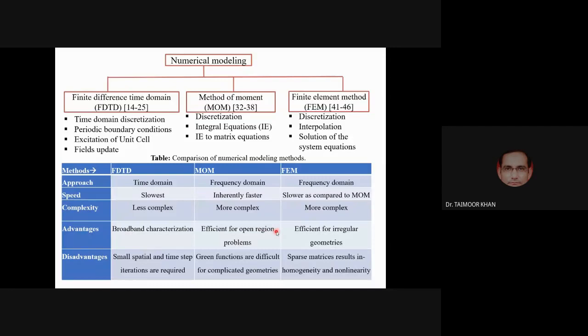The advantages are broadband characteristics, efficiency for open region problems, and efficiency for irregular geometries. The disadvantages are that small spatial and time step iterations are required. Then Green's functions are difficult for complicated geometry, and sparse matrix results in inhomogeneity and nonlinearity.